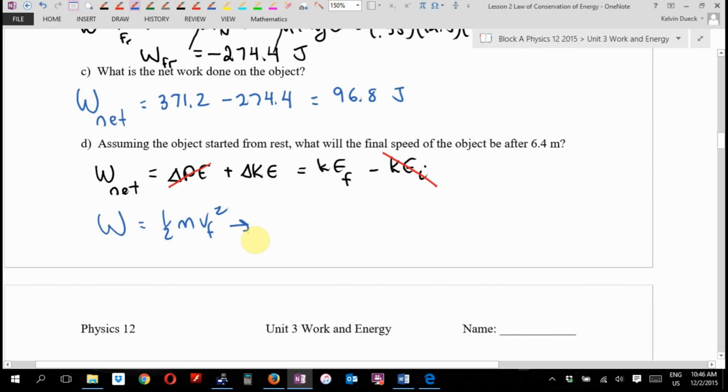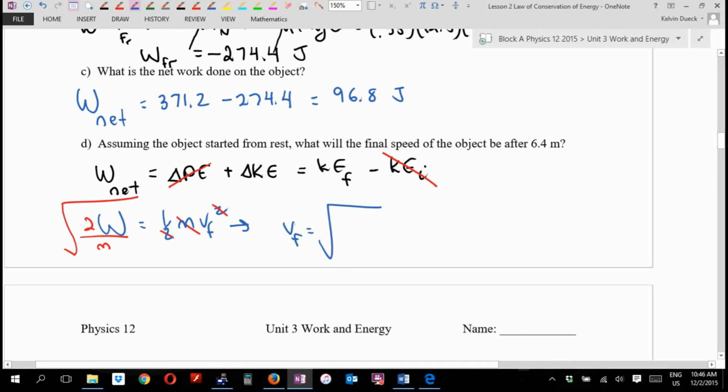How would I get the v final by itself? The work is going to stay where it is. I think it's going to be times by 2, yes? And divide by m. Mass doesn't cancel here because a bigger object would not be moving as fast, and a smaller object would probably be moving way faster. And then how to get rid of a squared? I think we're going to get the net work done.